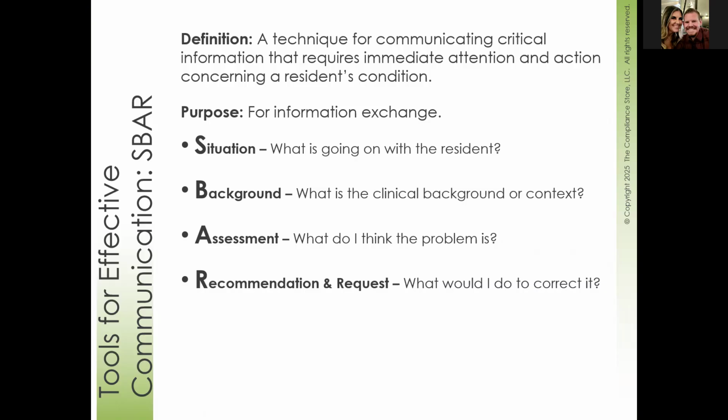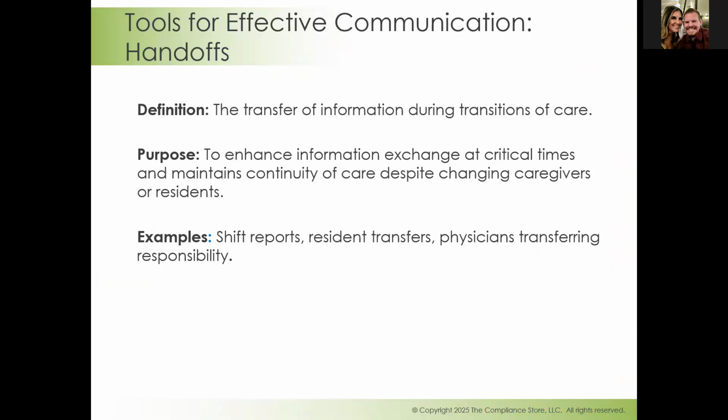Patient's sodium's way out of range. Patient's blood sugar was off the chart. How are we going to make these modifications to ensure that they're safe? So tools for effective communication with handoffs. So the transfer of information during transitions of care.